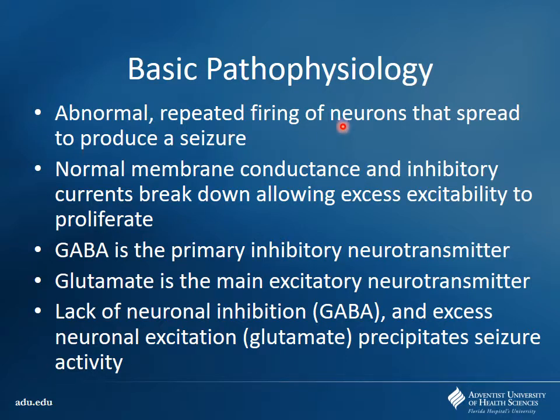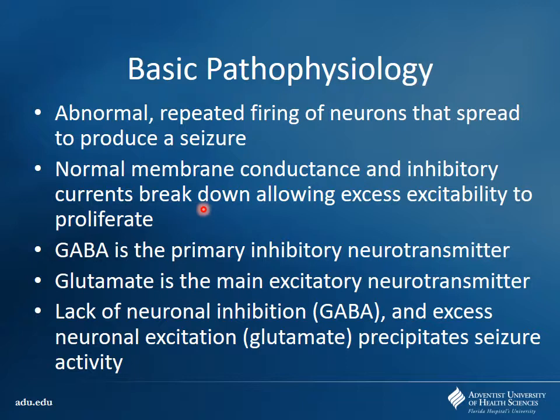Now, again, these are going to be occurring because we're having this kind of abnormal repeated firing of the neurons, and so what we want to do is to try to inhibit that. We want to make sure that we're achieving this kind of normal membrane conductance, and these inhibitory currents are happening here. So again, they're too excitatory, they're going to be firing off too frequently. That's what's causing the seizure. So we have both things that can inhibit that.